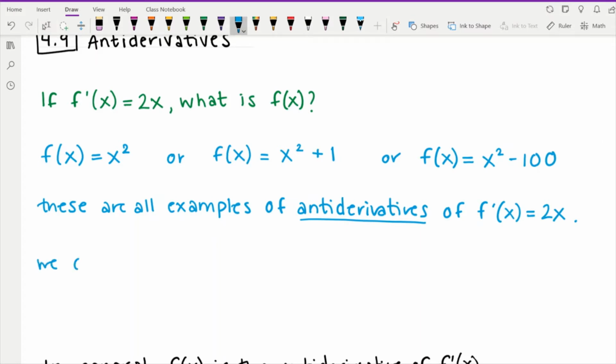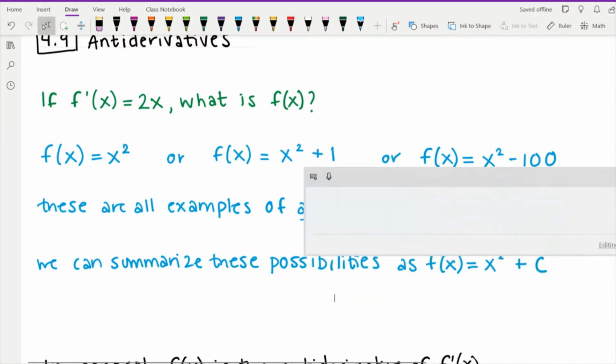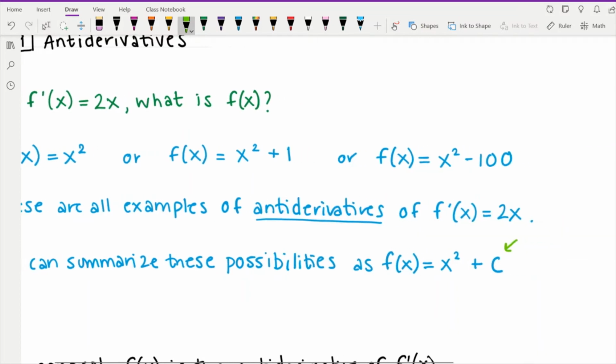So we can summarize all these different possibilities. We only wrote down 3 of them, but there's infinitely many because you could add any number at the end, as f of x is equal to x squared plus c. And so c here represents any constant. So a constant is just another way of basically saying a number, right? So c here represents any number. It could be 5, it could be 7, it could be pi, it could be negative 12, any constant.